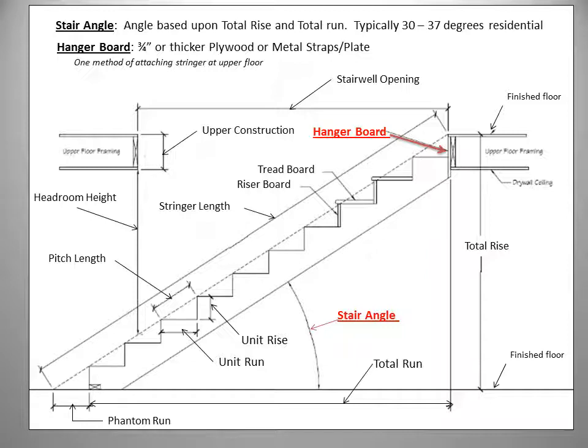We also have a hanger board that will help to install the top end of the stringers. We usually use a 3/4 inch or thicker plywood hanger board, or sometimes metal straps or metal plate. This is needed because the top riser is actually the face of the upper floor framing, and the first tread sits down by that first riser height. So to provide ample surface and support to the upper end of the stringer, we need that hanger board.